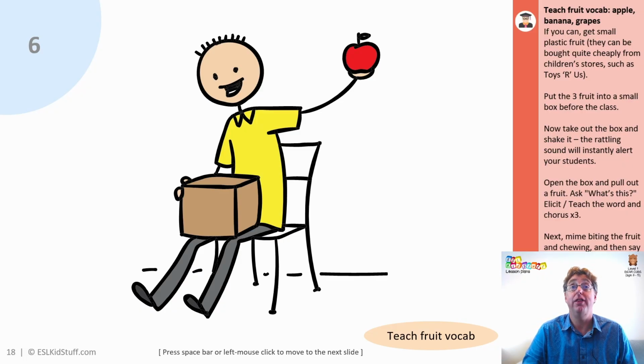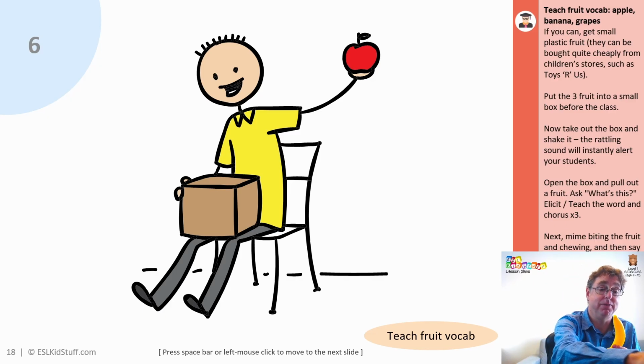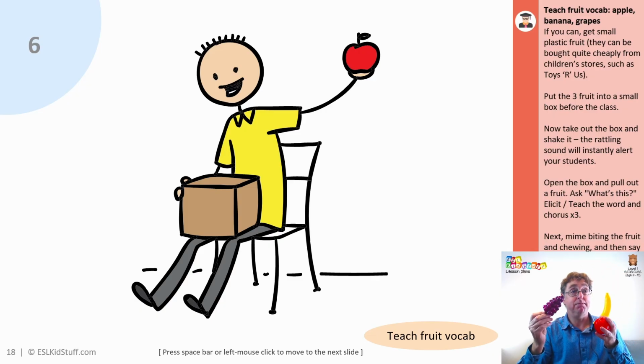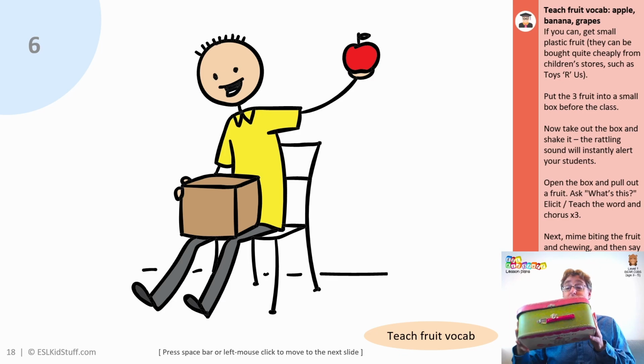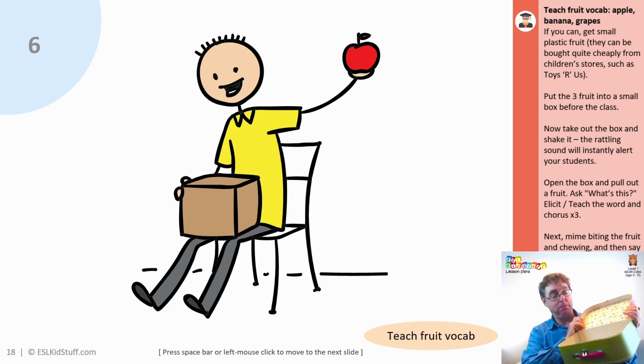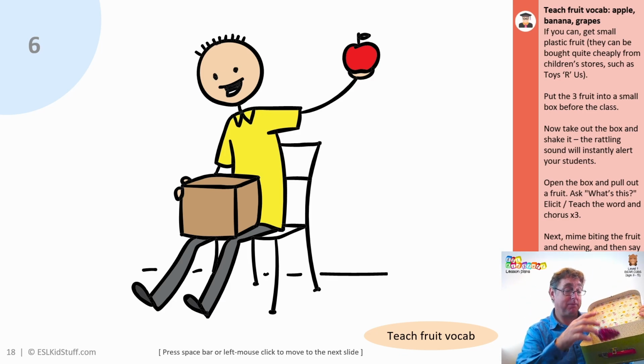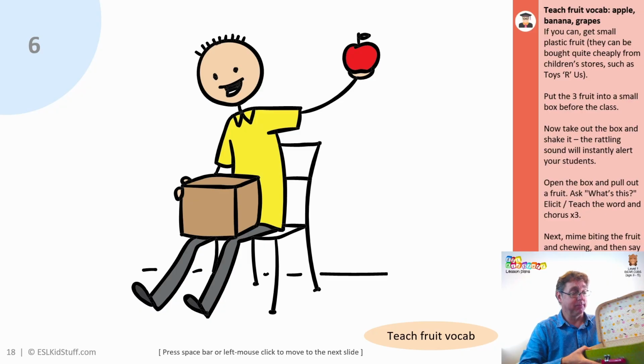I like to start this part of the lesson off with an element of surprise and intrigue. So before class, I take the 3 fruits I'm going to use: banana, apple and grapes. And I'm going to put them in a container. Now, any container will do, as long as you can't see inside. I've got a nice little small suitcase here. And I'll put them inside and close it.